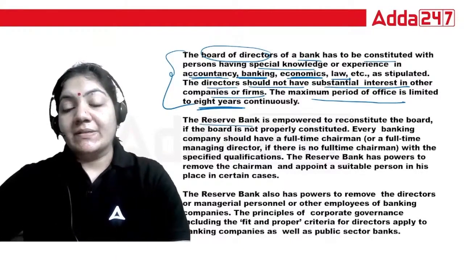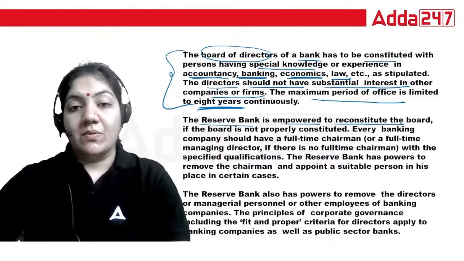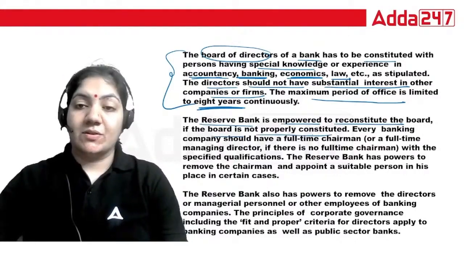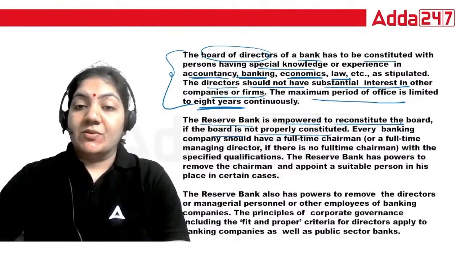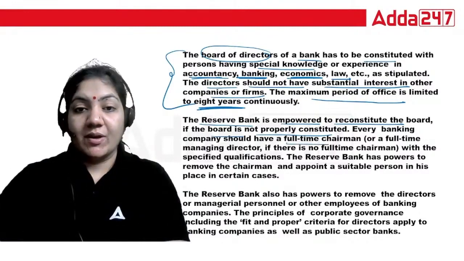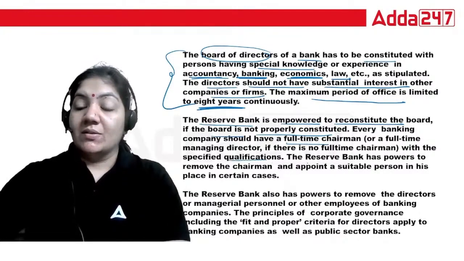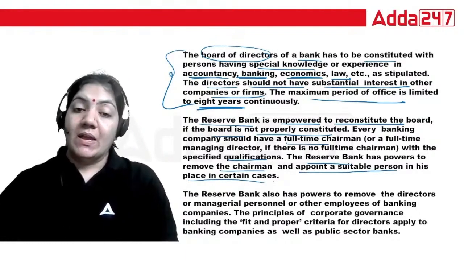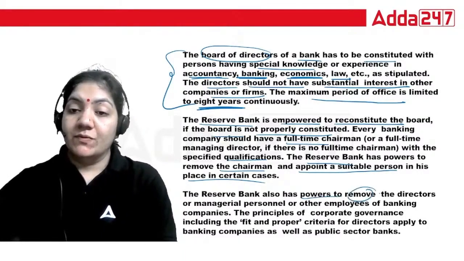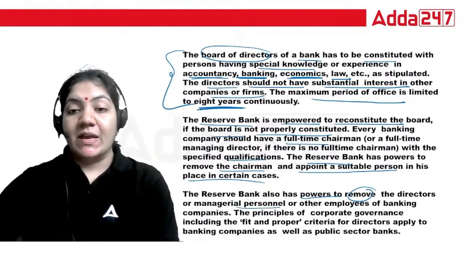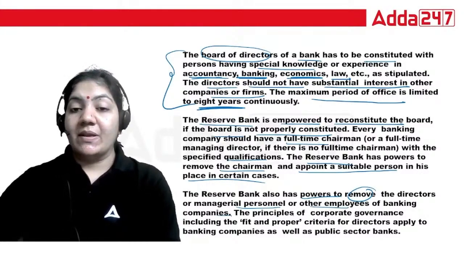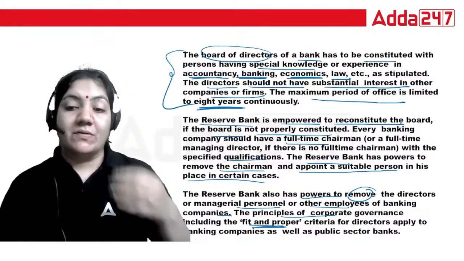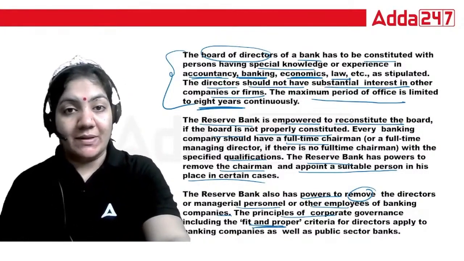The Reserve Bank is empowered to reconstitute the board if the board is not properly constituted. Every banking company should have a full-time chairman with a specified qualification. The Reserve Bank has power to remove the chairperson and appoint a suitable person in his place. The Reserve Bank also has power to remove the directors, managerial personnel, and other employees of the banking company. The principles of corporate governance, including fit and proper criteria of directors, apply to banking companies as well as public sector companies.